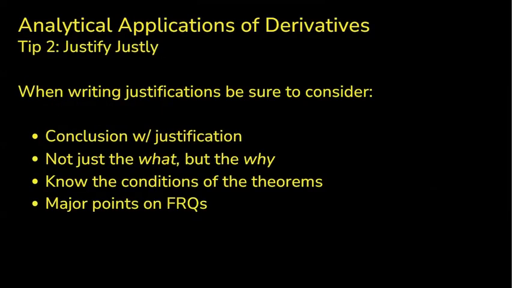The second tip is to justify justly. When we're dealing with free response questions, oftentimes they're going to ask you to justify your response. Now, we're going to be covering those two big theorems, extreme value theorem and mean value theorem. There are conditions that must be satisfied to use the theorem, and there are also conclusions that result if those conditions are satisfied. You must be able to include this full justification in your response.